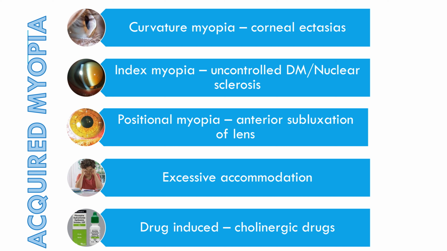The third is positional myopia, when the IOL or the lens moves anteriorly into the anterior chamber, it will cause a myopic shift. Excess accommodation: when you accommodate a lot, it will lead to a myopic shift. The last on the list is drug induced. Certain drugs like cholinergic drugs can cause myopia.